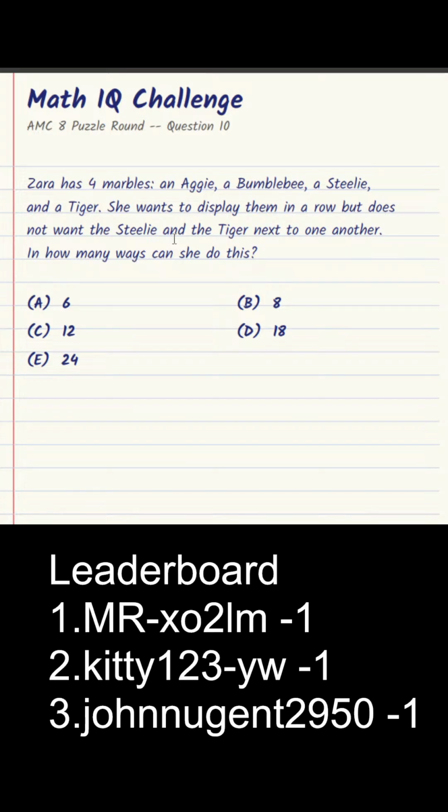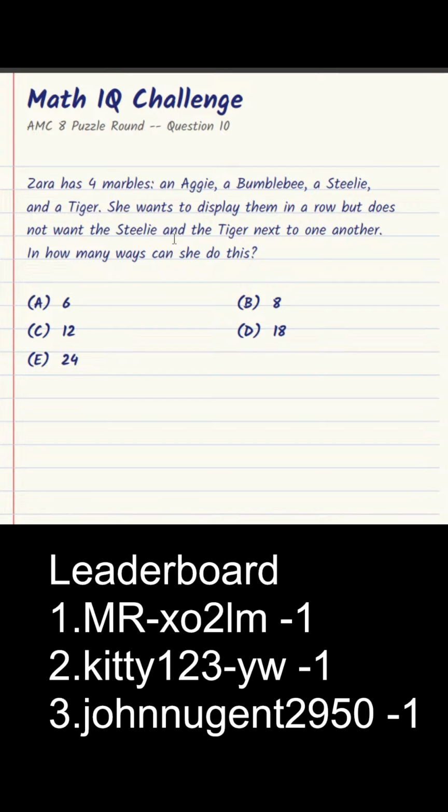Here the question is that Chara has 4 marbles, an Aggie, a bumblebee, a steely, and a tiger. She wants to display them in a row but does not want the steely and the tiger next to one another. In how many ways can she do this? So she has to arrange these four marbles, and one of the restrictions is that the steely and the tiger are not next to each other. So what is the number of ways to do this?